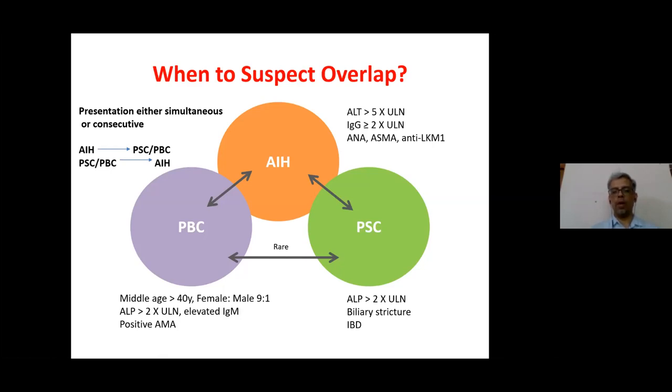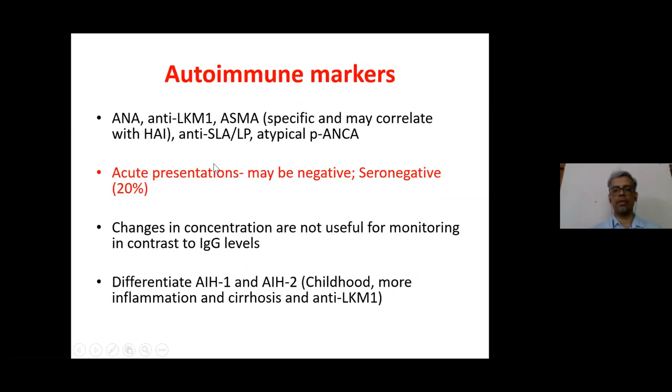So we'll have a separate class on the overlap, and I'll not dwell on the overlaps in the remaining part of my talk. Important to state here, AIH patients may over time also develop other associated autoimmune disorders like PSC and PBC, and similarly, PSC and PBC can over time develop autoimmune hepatitis.